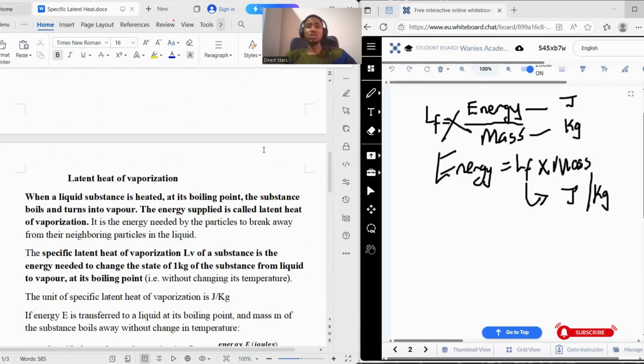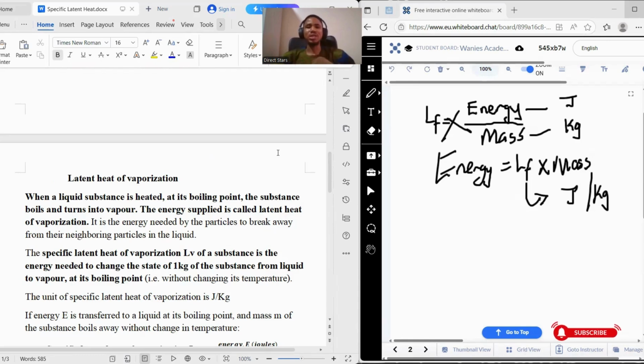Let's move into the second part, which is latent heat of vaporization. It is the same as latent heat of fusion, but the difference is the change. What changes here is vapor. When a substance is heated at its own boiling point, what is boiling point? Boiling point is when liquid changes to gas, which we call vapor. At that point, the liquid particles are still closely packed, but when heated at the boiling point, they try to have a relative distance between them. This relative distance is what occurs at the boiling point that allows the water to turn to vapor.